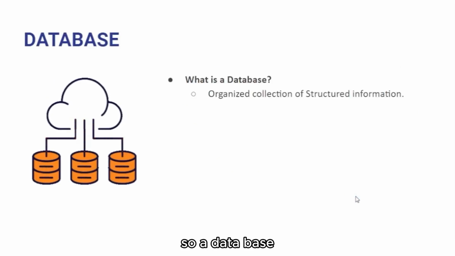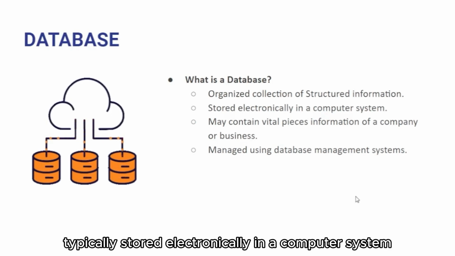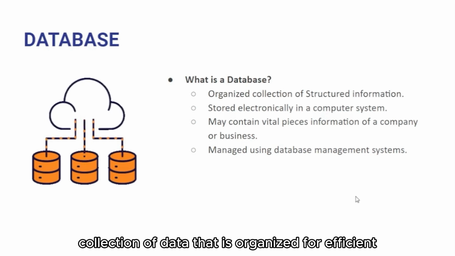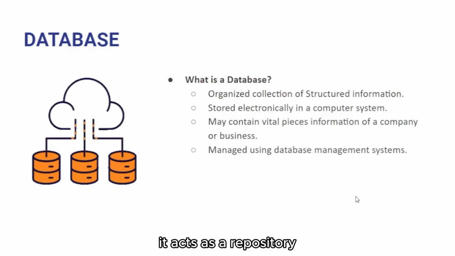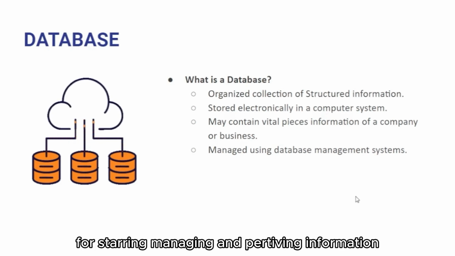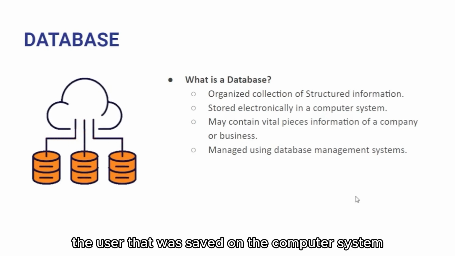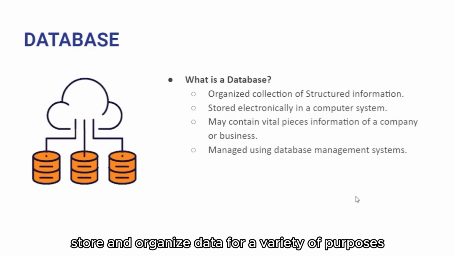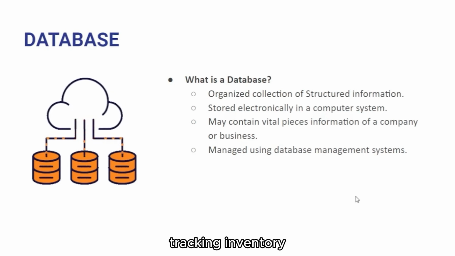So a database is an organized collection of structured information or data, typically stored electronically in a computer system. So it is a structured collection of data that is organized for efficient retrieval and manipulation. It acts as a repository for storing, managing, and retrieving information. Simply put, all the stored information is input from the user that was saved on the computer system. So databases are used to store and organize data for a variety of purposes, such as managing customer records, tracking inventory, and processing financial transactions.